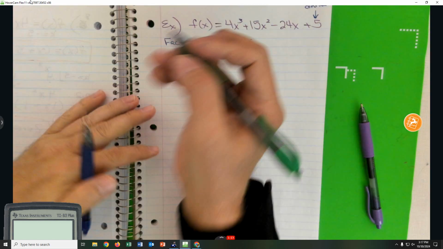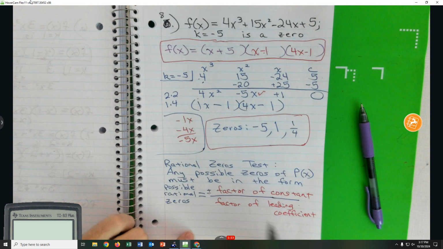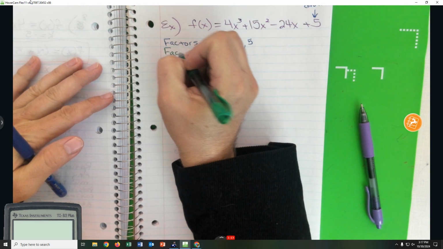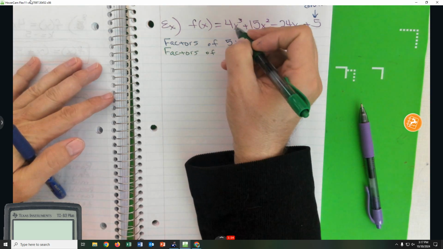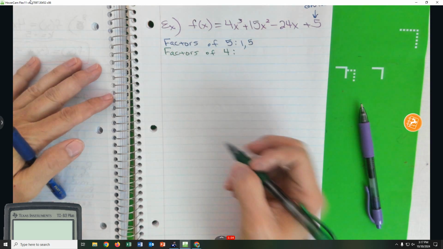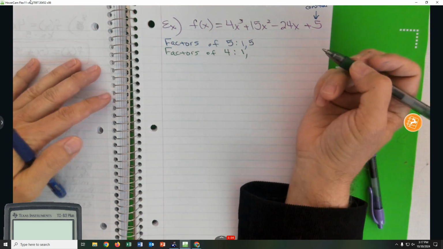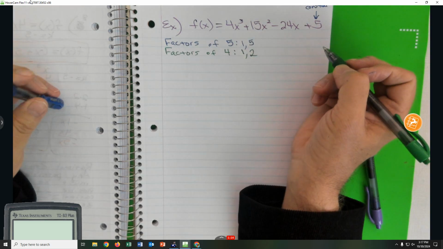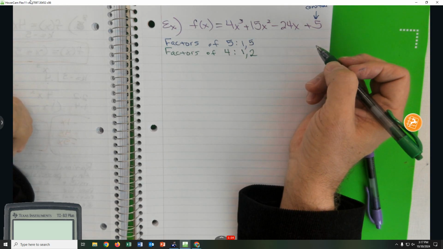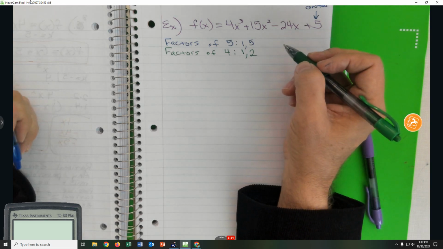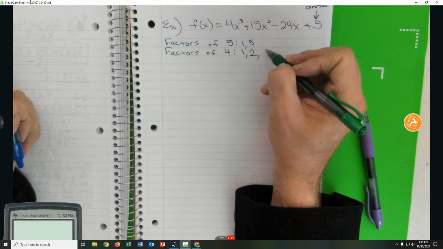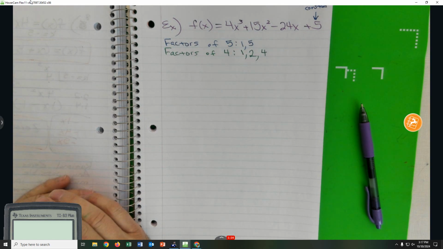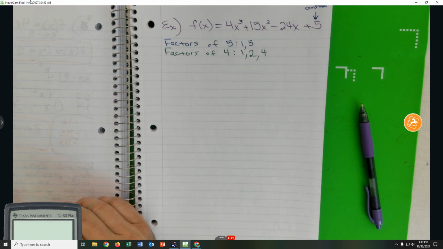Now on bottom, we need the factors of the leading coefficient. Factors of leading coefficient. So that's the factors of 4. The leading coefficient is a 4. Well, let's see. That would be 1. What else? 2 and there's another one. 2 times 2 is 4. 1 times 4. Okay. Now you need an organized fashion for writing out all the possibilities.